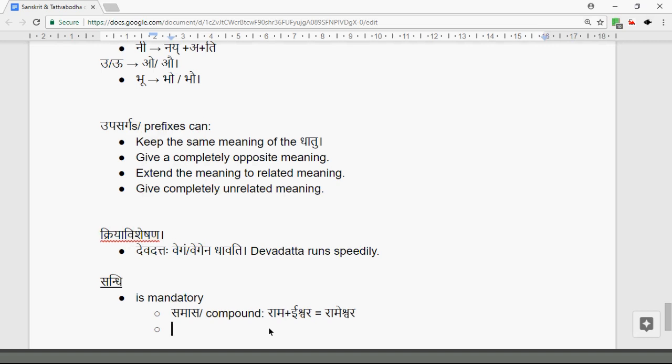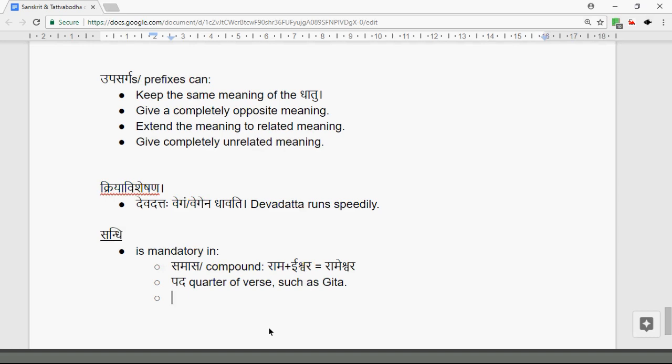Similarly, in a pada, the pada as in a quarter, it is mandatory in a pada also. Pada meaning a quarter of a verse, such as a Gita verse. There also you have to do sandhi. Although there are two separate words, if they are part of one quarter, then a sandhi is mandatory there.